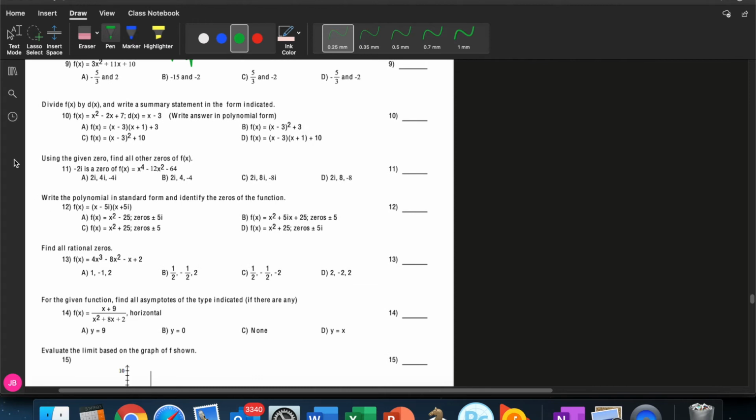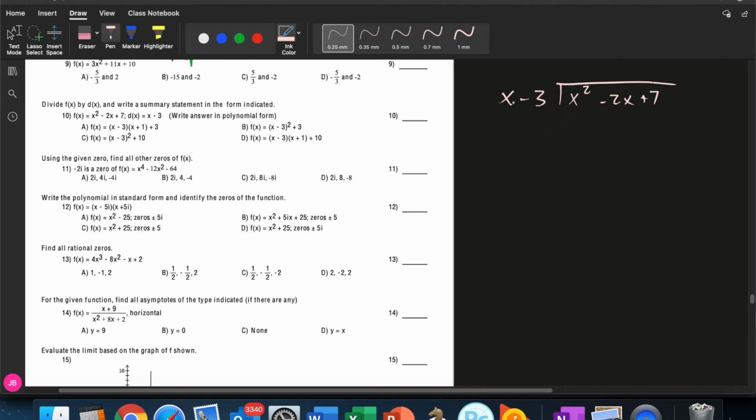Okay, now we're working on division. It's telling us to divide x squared minus 2x plus 7. We're going to divide it by x minus 3. So they're asking us to divide x squared minus 2x plus 7 by x minus 3.